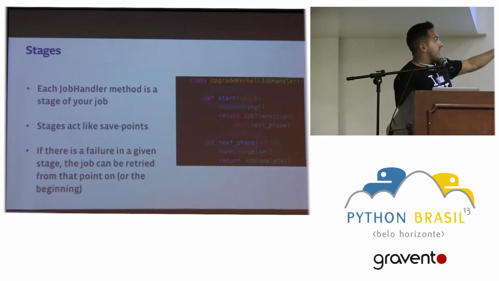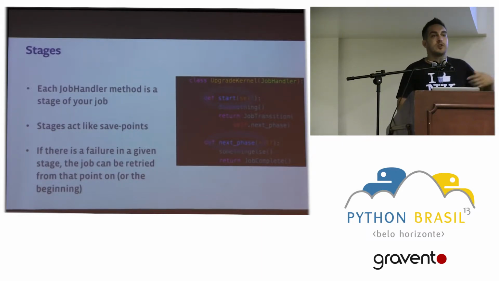Okay, so the methods, we also call them stages. Each job handler class will have a number of stages. There is always the first one, which is the start stage. That's required and mandatory, the first stage. And then you can have additional stages or phases, sometimes called. But what's important to understand is that each method, each stage, acts like a save point.